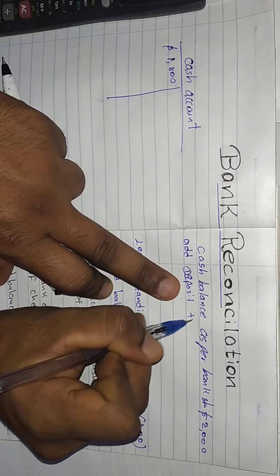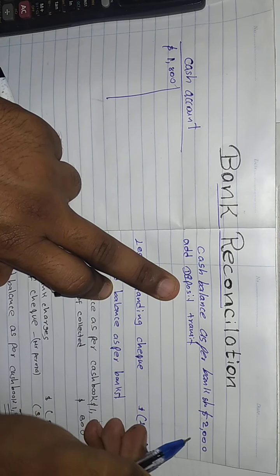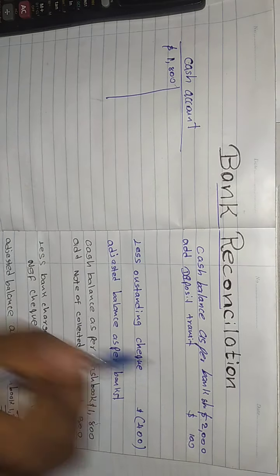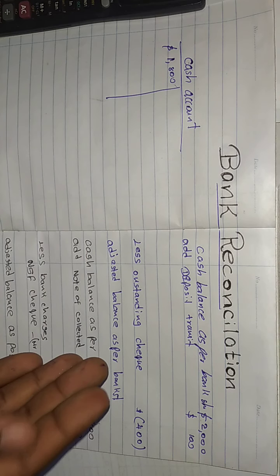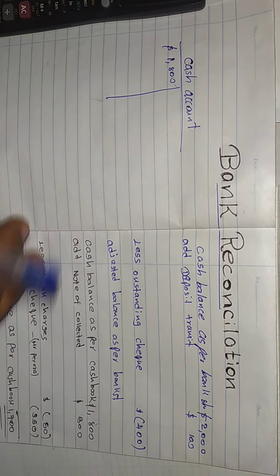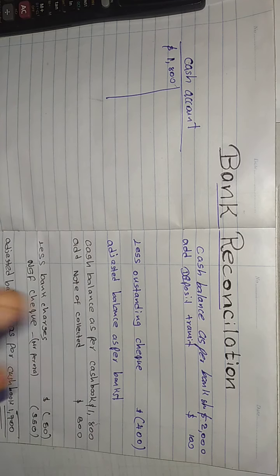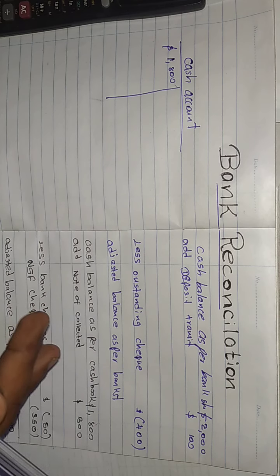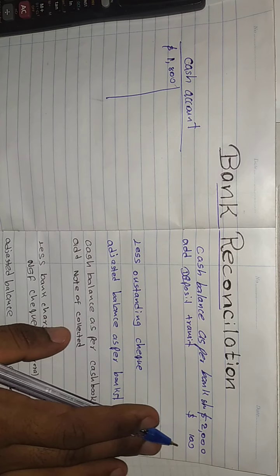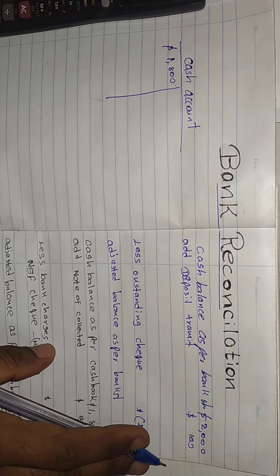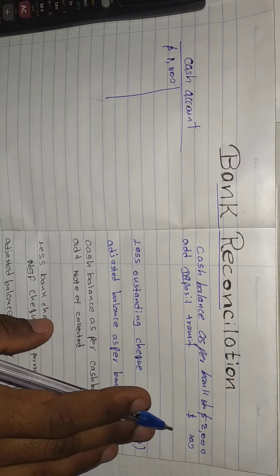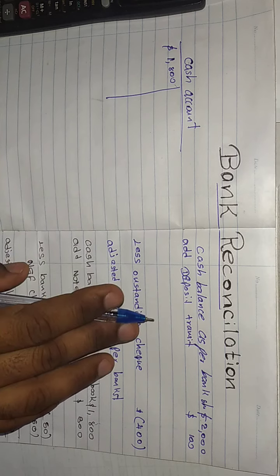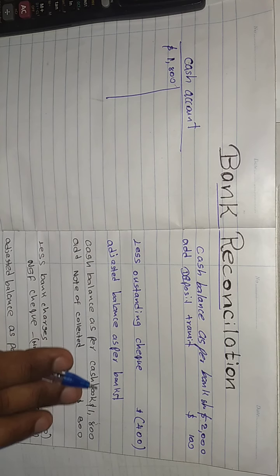Deposit in transit, $100. It's a deposit we made, and it may have been made after 3 o'clock on a business day. That deposit will not show up until the following business day. So as of the date of the bank statement, the bank is not showing it, and that was $100. We are going to add that to the bank statement balance. This will give us the adjusted balance as per bank statement.